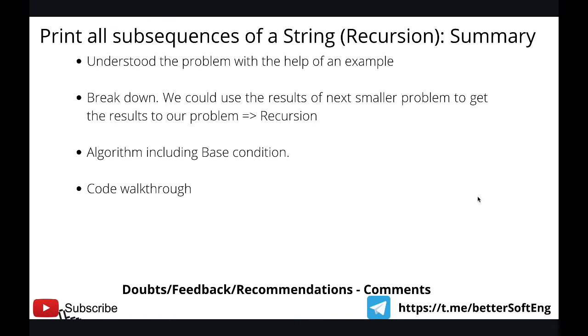Let us now summarize what all we did. First of all, we understood the problem with the help of an example. Then we tried breaking down the problem. We could see that if somebody gives us the results of a smaller problem, we can combine those results and use them to get the results to our original problem. That means we were using recursion here. Using that, we wrote our algorithm. We also included a base condition to terminate our recursion. Then we went through the code walkthrough for the same algorithm.